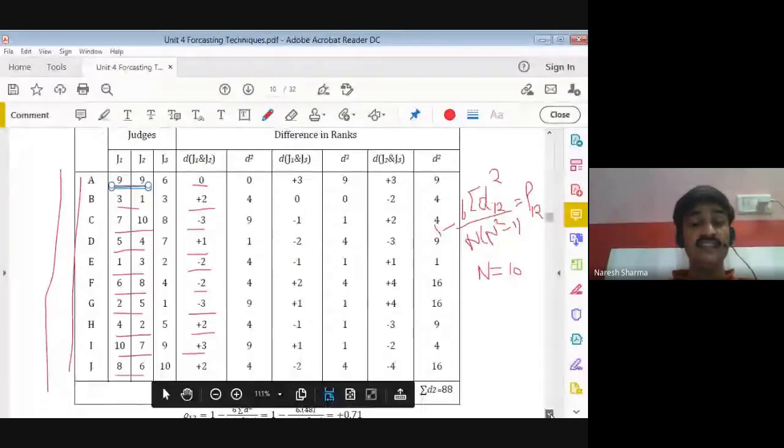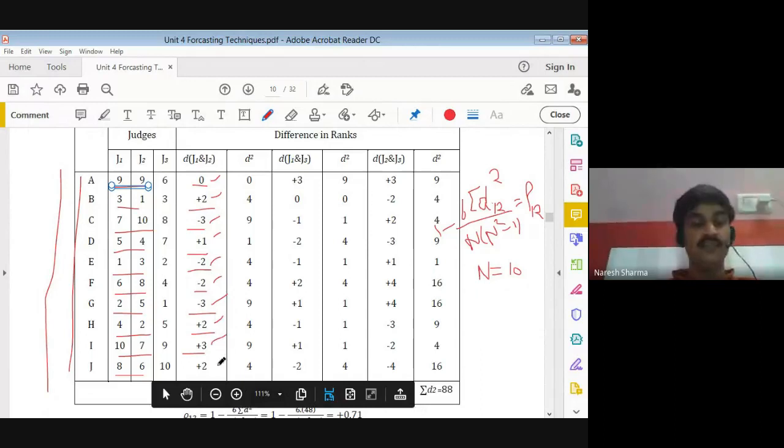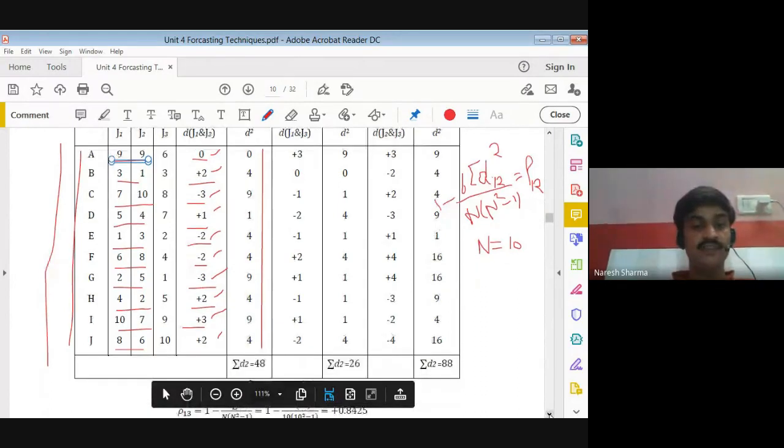Now we require d square, that's why we just square this. So it is 0, 4, 9, 1, 4, 4, 9, 4, 9, and 4. Now we need to add all these, because we require here d square with summation. Summation means all values additions. So you may write, add here, that's a simple one.